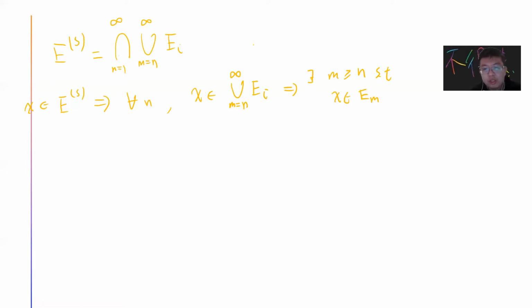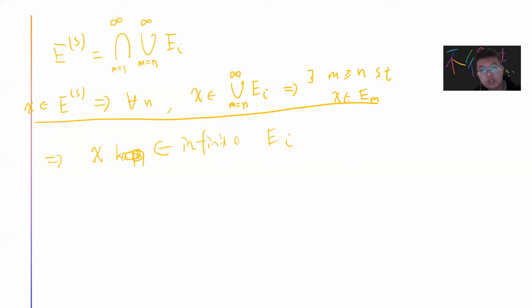This is just the definition of E_s. But what does this mean? It means that x belongs to infinitely many E_i. The reason is that if you choose n equal to 1, there will be some m for which x belongs to E_m, and then you can choose n to be m plus 1, and you will find another m, and you will keep finding another m. So this definition tells you that x belongs to infinitely many E_i. And you can also see that if x belongs to infinitely many E_i, then x belongs to the union from m equals n to infinity of E_m, because given any n, there is always another m for which x belongs to E_m. So x will be contained in every such union.